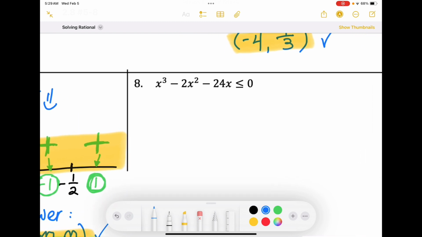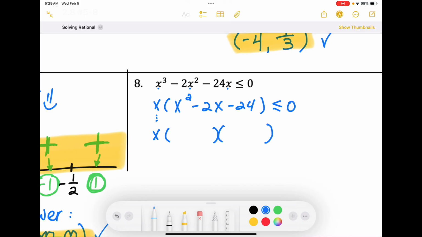All right, number 8, awesome one. In class, before we left, we mentioned activate your ego eye, factoring. What do you see they have in common? X, so I can do a factoring out. Once I take x out, I have x to the power 2 minus 2x minus 24 less than or equal to 0. Good. Now I still can continue factoring. The x by itself is okay, but I can do the factoring for this part right here.